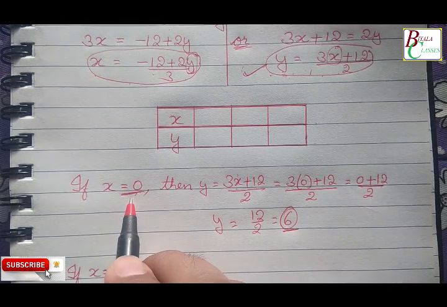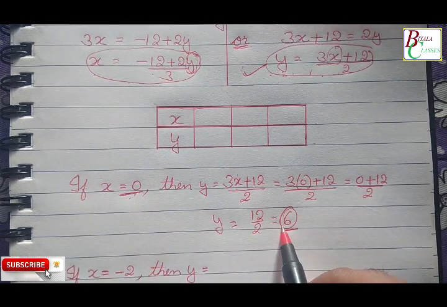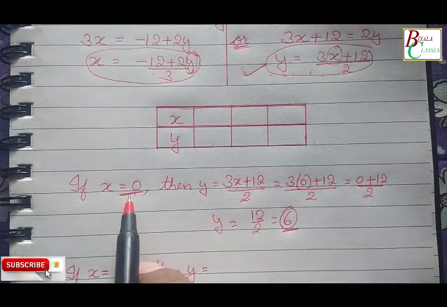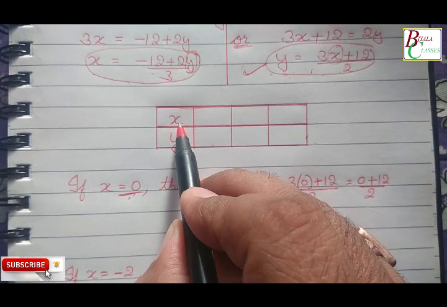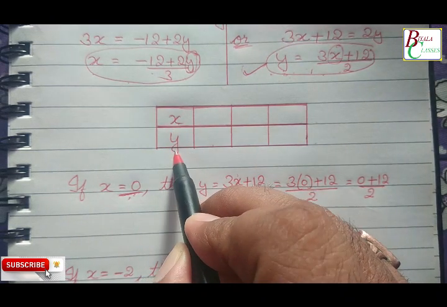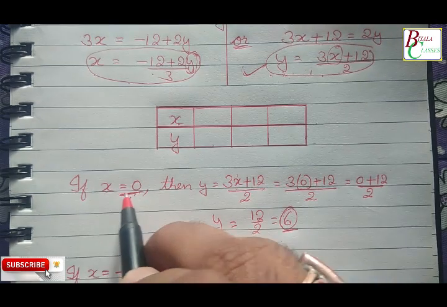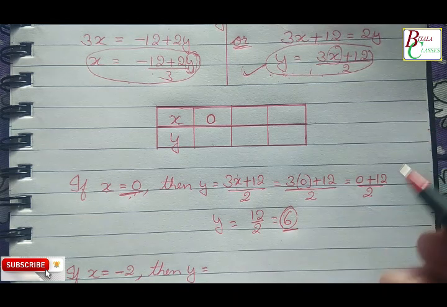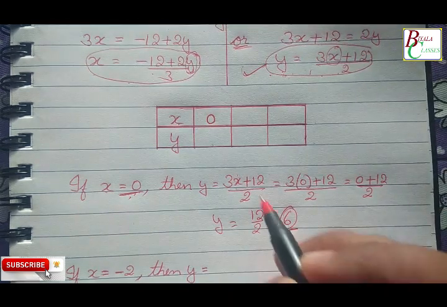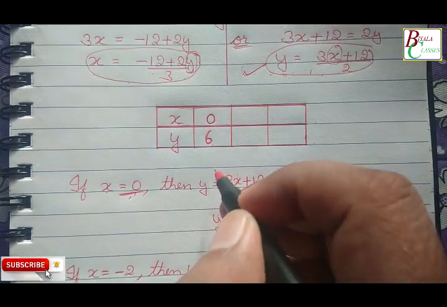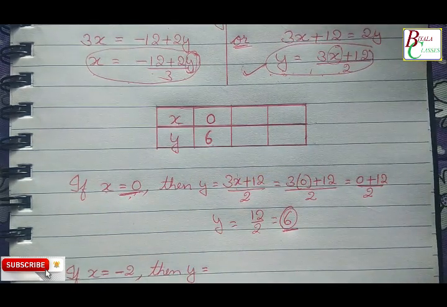So when x is 0, y is equal to 6. Now this value you fill in the table. So x is 0. So again keep it in mind, we are taking x always in the first position and y in the second position. So we have taken x equal to 0. So x equal to 0 here, and y equals to 6. So this 6 will be written here. Now let's move to the second solution.